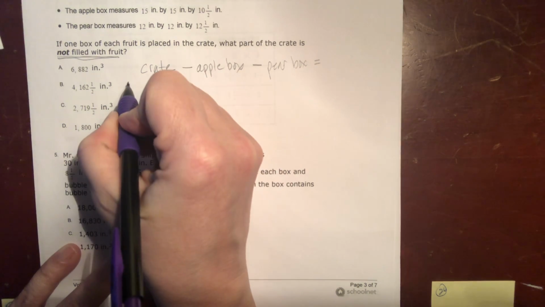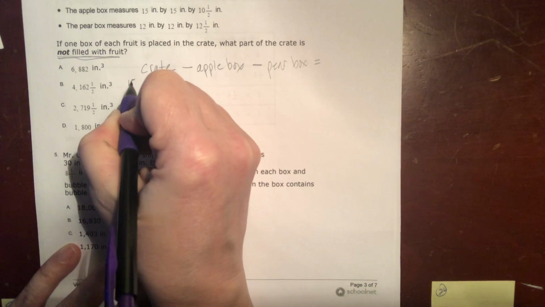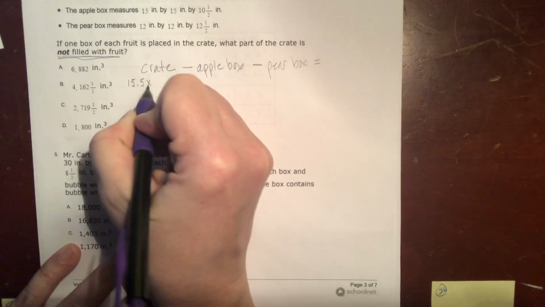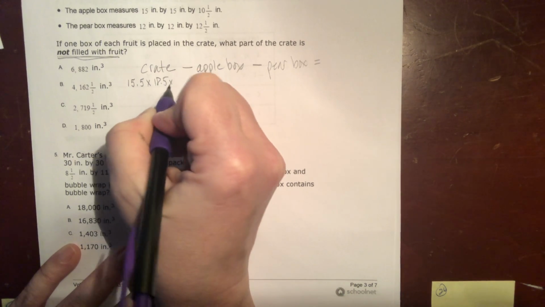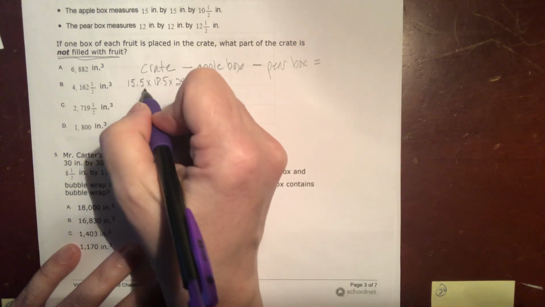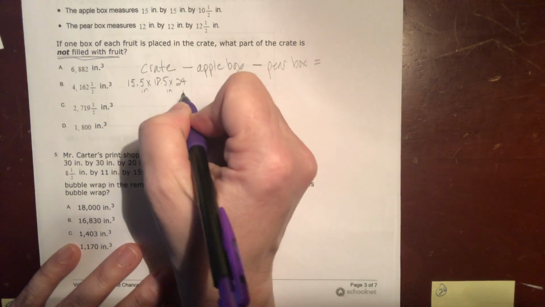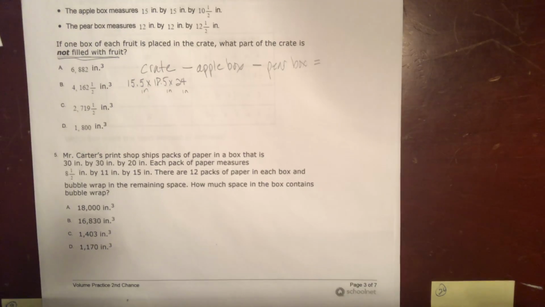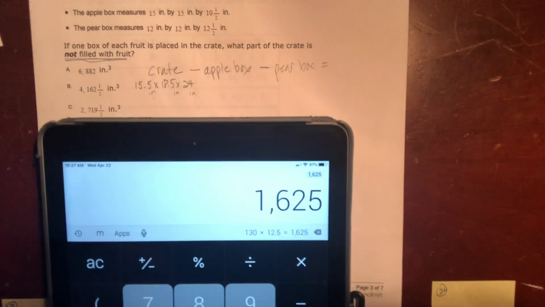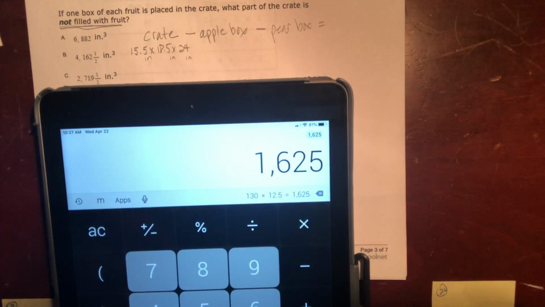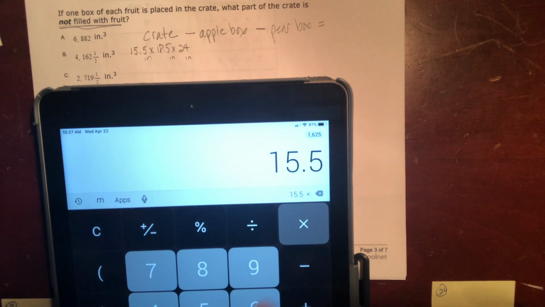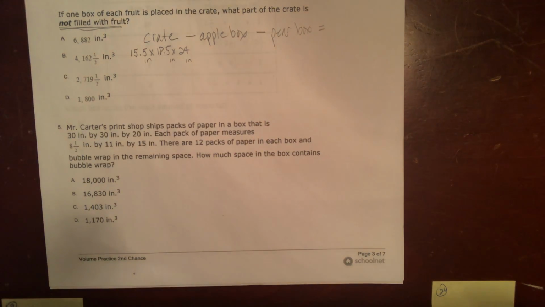Okay, so for the crate box, we're going to do 15.5 times 18.5 times 24. And that's all inches, inches, inches. Let's do that one first. Okay, so we got 15.5 times 18.5 times 24, which is 6,882.